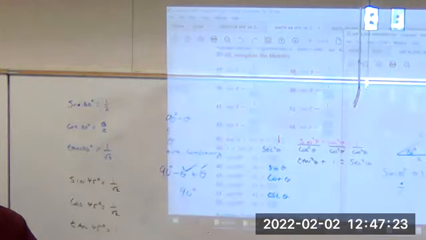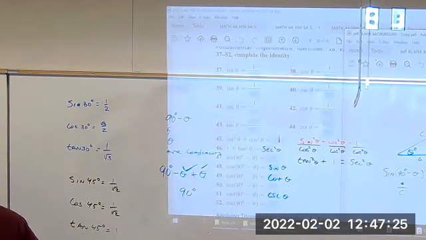I'm trying to get away from having to memorize a whole bunch of things. So we can make a list and you can memorize it, or if you just know the complementary angles, one's sine is the other one's cosine, because one's opposite is the other one's adjacent. You know that, you have it all.